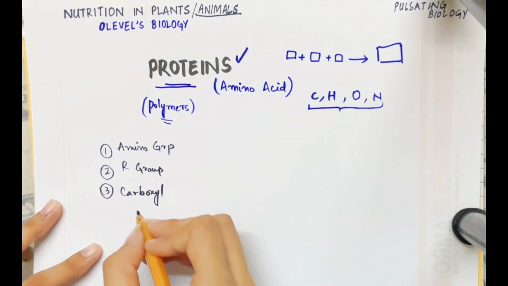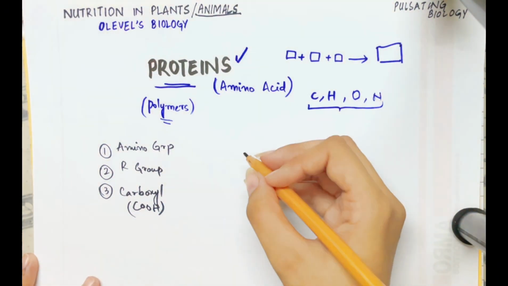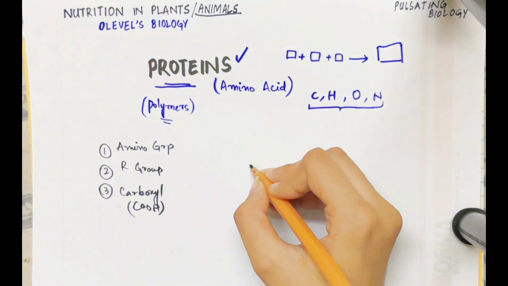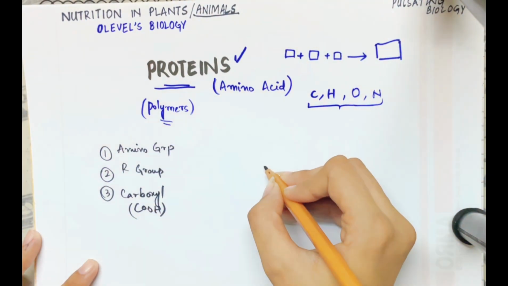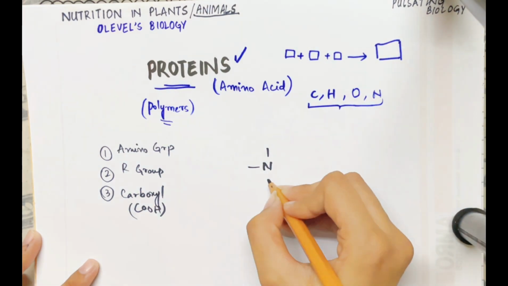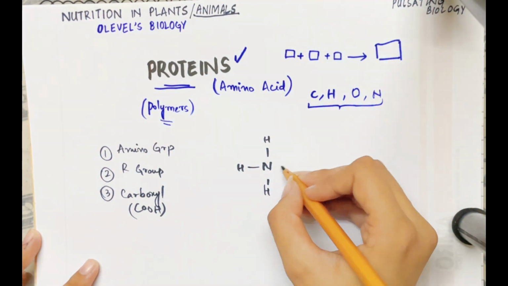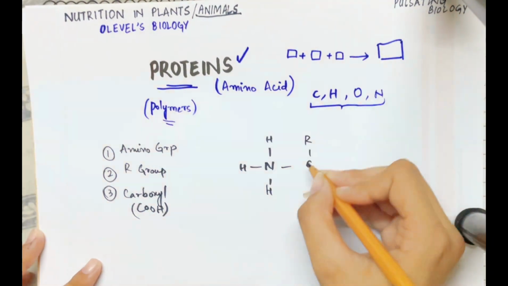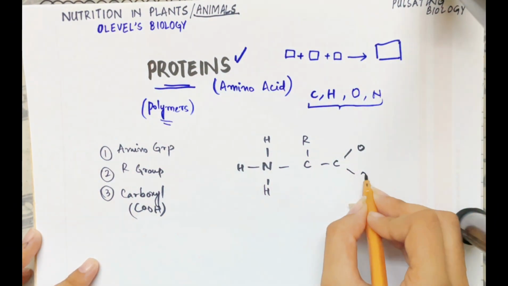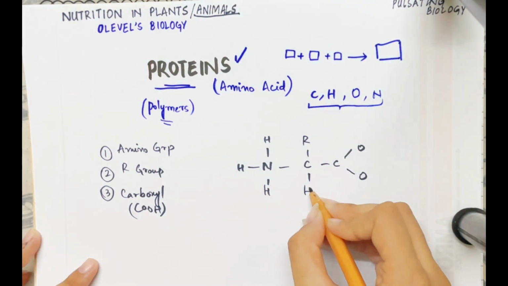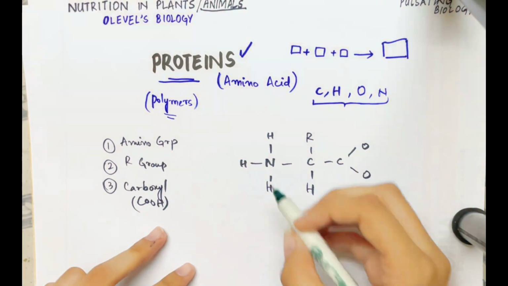Now, what is meant by the carboxyl group? It means that there are 2 oxygen atoms, 1 hydrogen and 1 carbon atom. Let's make a structure of the amino acid. First we have the amino group with the 3 hydrogen atoms bonded together, then we have the R group, and at this side we have the carboxyl group with the 2 oxygen atoms and 1 hydrogen atom.